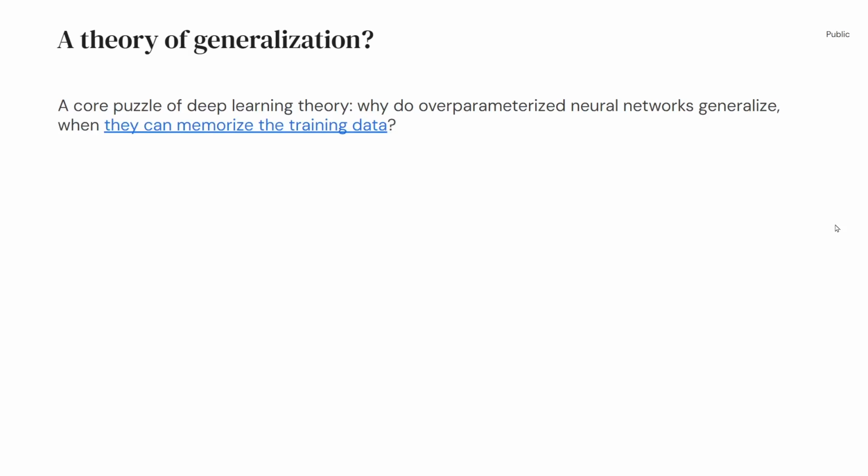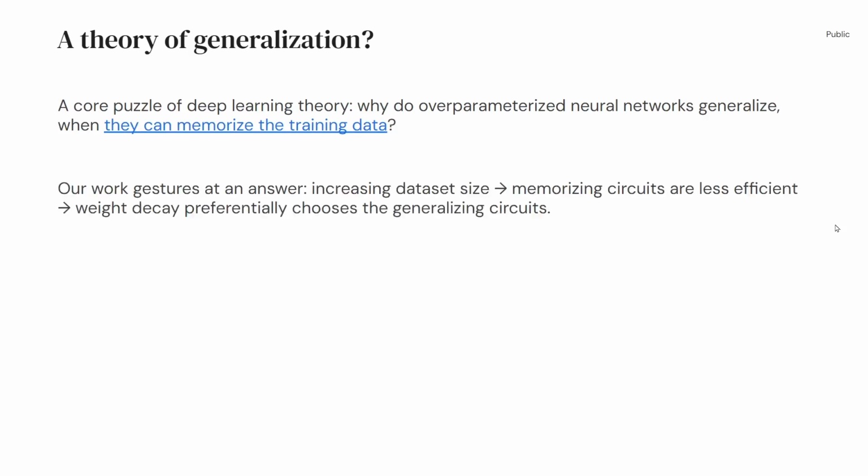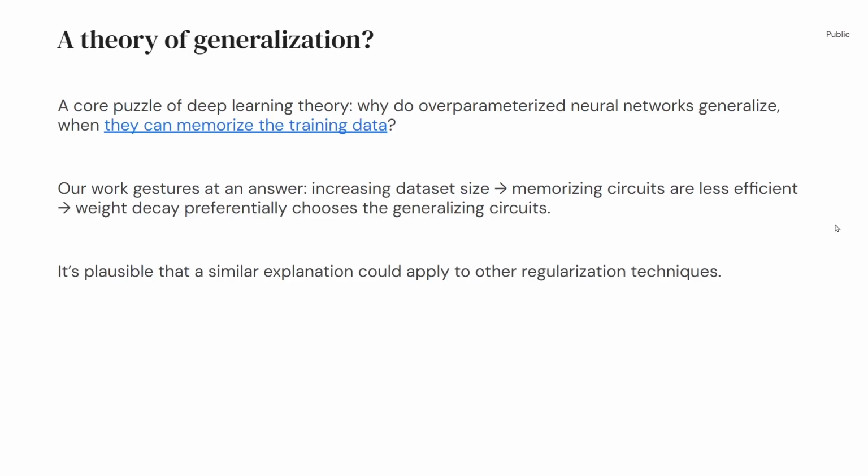Okay, so how does this connect back to a theory of generalization, or to figuring out what sorts of programs we're learning? One of the core puzzles was why do overparameterized neural networks generalize? Given that they can memorize the training data, why are they learning these nicely generalizing programs? You could say that our work gestures at an answer: because the memorizing circuits are less efficient, weight decay prefers circuits that are simpler, or more efficient. These circuits tend to generalize better because they don't need additional weight norm for new points. It seems plausible that a similar explanation could also apply to other regularization techniques like dropout.